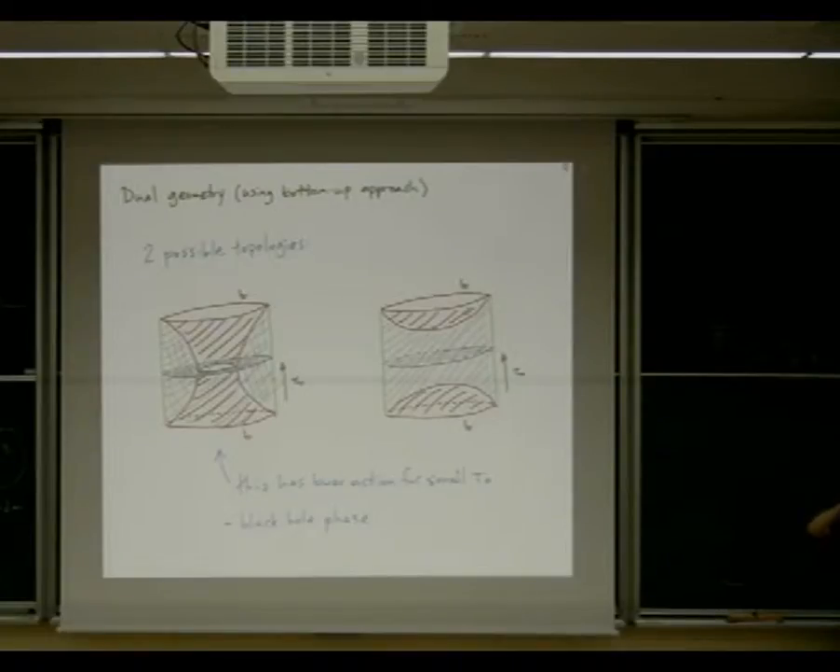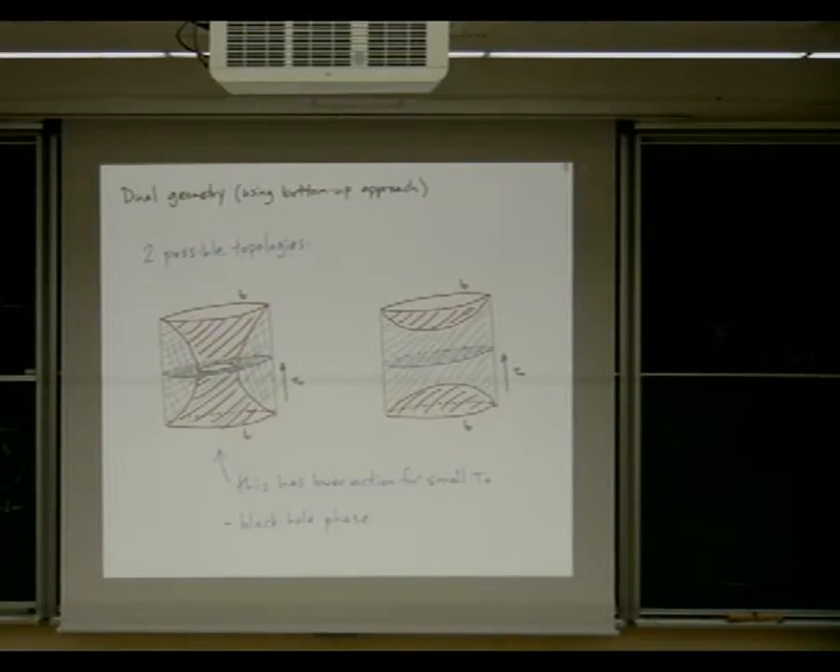Of a CFT on a thermal circle, this is similar to that, where you have two possible bulk geometries with the same boundary geometry. And then what you have to do to understand which one actually dominates in the gravity path integral, you just look at which one has a smaller action. Yeah. These are still Euclidean.